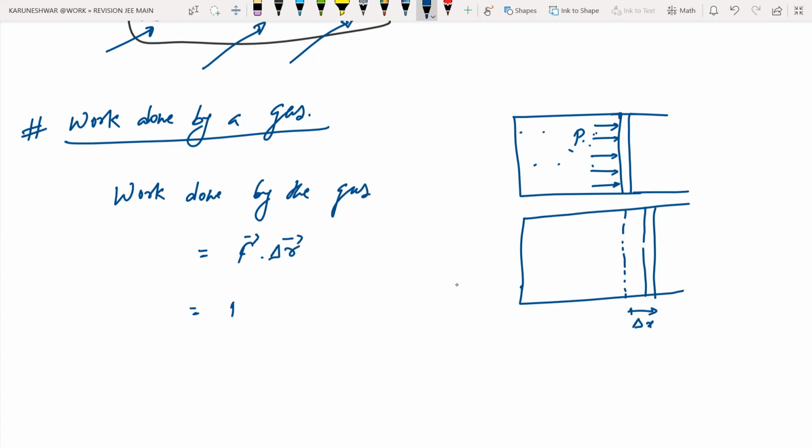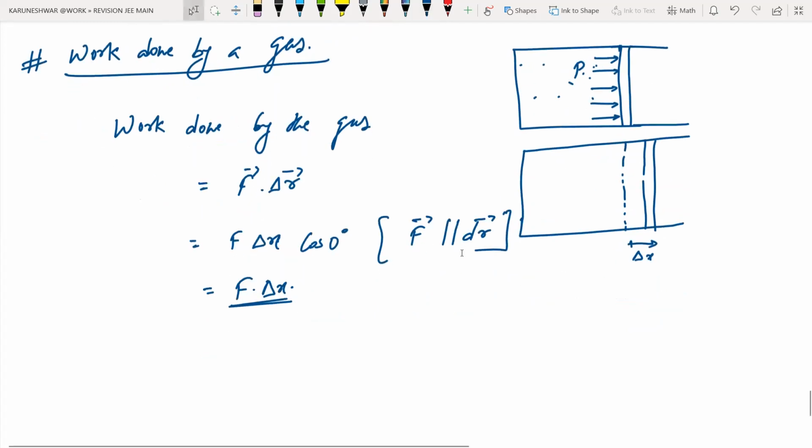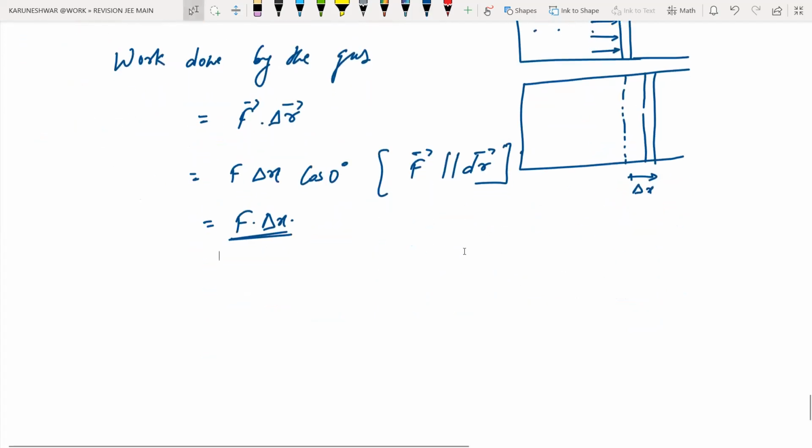It will be F delta x, and the force and the displacement are in the same direction, so we write delta x and then cos 0 degree, because the force is parallel to dr. So F dot delta x will be the work. This is the information on the basis of mechanics for how to find work.